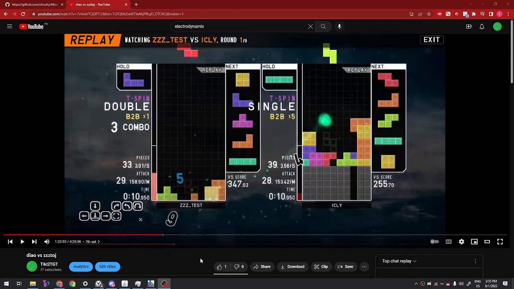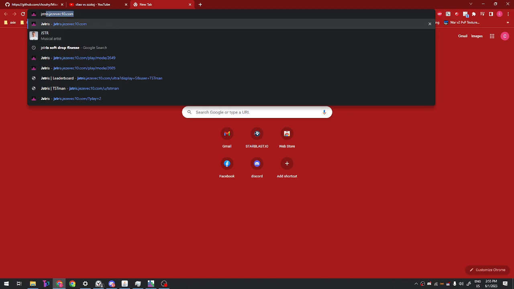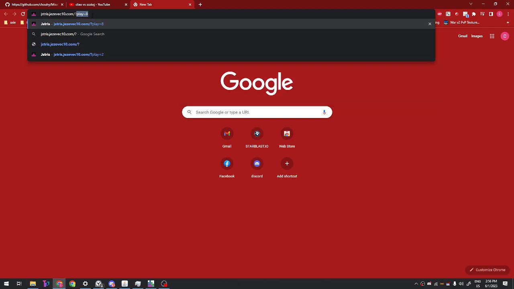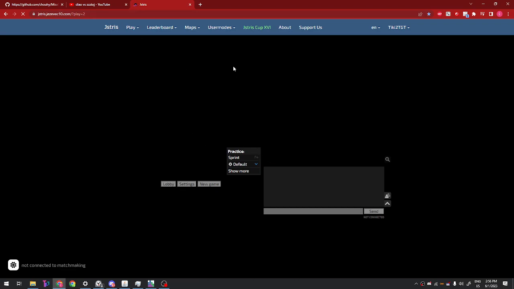So the rules for this are I am not allowed to play online on JSTris. So going to JSTris main rooms is not allowed, and just playing any sort of multiplayer in general, so that I'm not going to be able to fight or 1v1 anyone. Obviously I'm just going to have to play equals 2 or something.